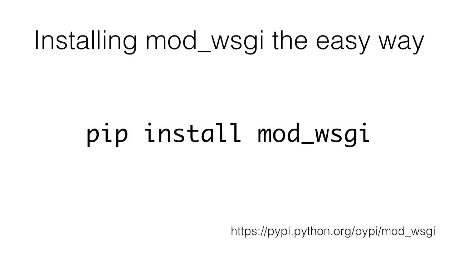But there's a much simpler way, and this is what a lot of people don't know. You can just go pip install ModWSGI. All you need to have on your box is your Apache runtime and development packages, and you can do that.